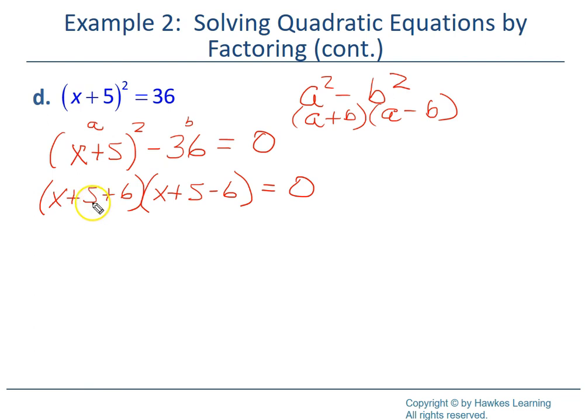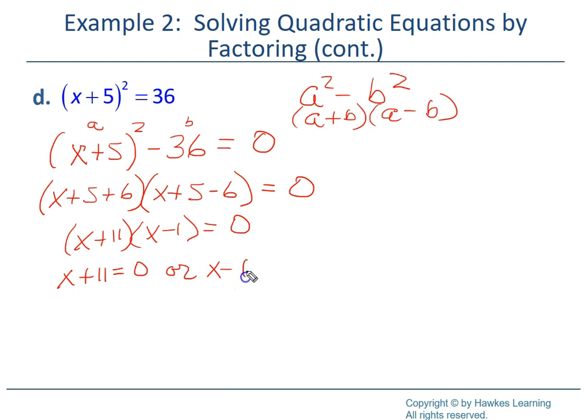So we do a little bit of addition here. We get x plus 11, plus 6 plus 6 equals 0, x minus 1, and that equals 0. So the next step is x plus 11 equals 0, or x minus 1 equals 0. So here x equals negative 11, here x equals 1.